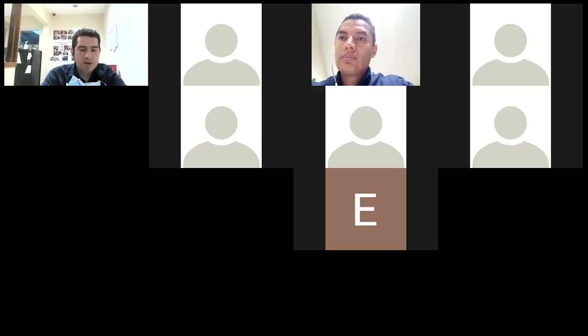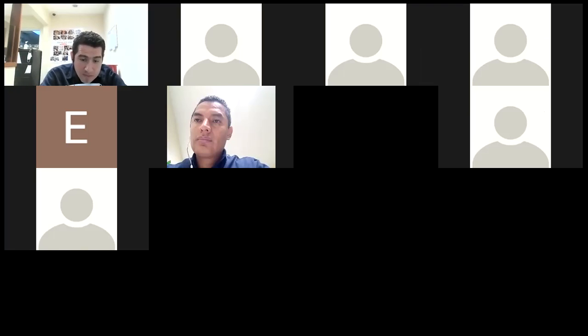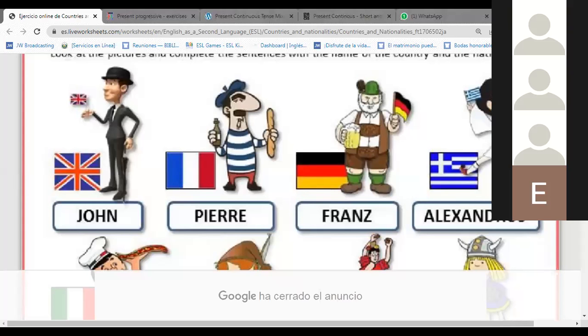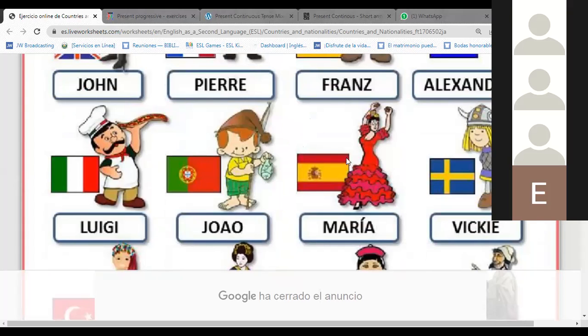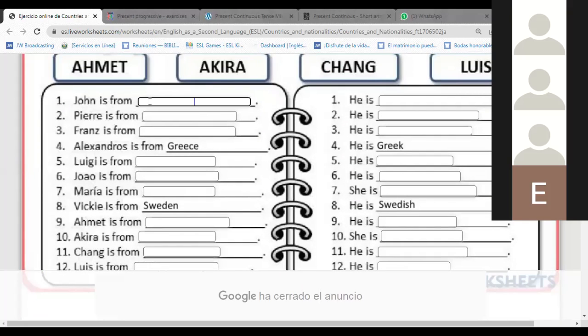Let me see if I can share the screen. Can you see my screen, guys? Yes, teacher. Okay, so we have some people and you have to select their country and their nationality. We have John, Pierre, France, Alexandro, Luigi, Joao, Maria, Vicky, Ahmed, Akira, Chang, and Luis. So you have to type in the exercise. John is from?